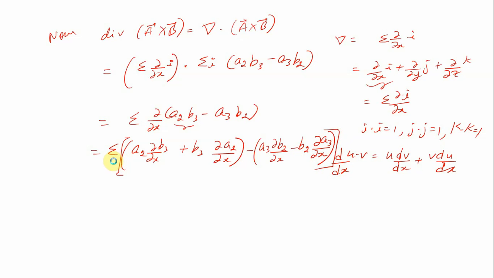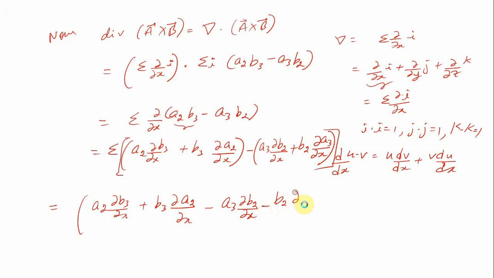Now again expanding this, if you open these brackets and expand, it will be in the form of A2 dou B3 upon dou x plus B3 dou A2 upon dou x minus A3 dou B2 upon dou x minus B2 dou A3 upon dou x. Continue this, students. This is only for i, the first term. So you can see what the second term and third term are.